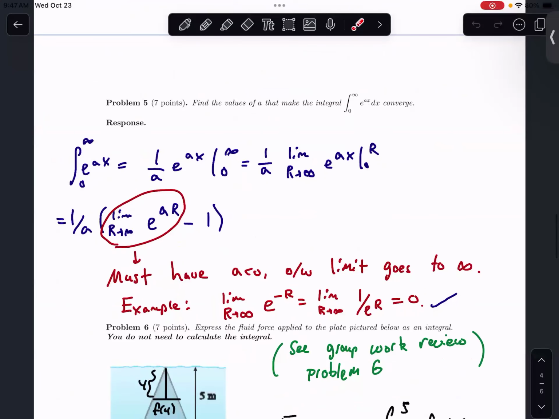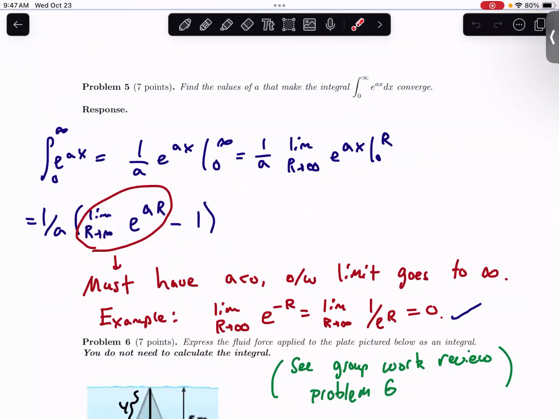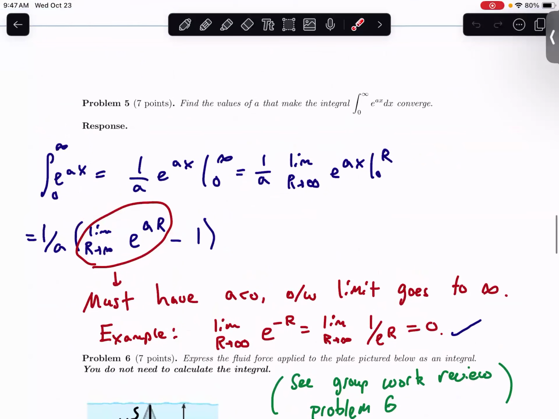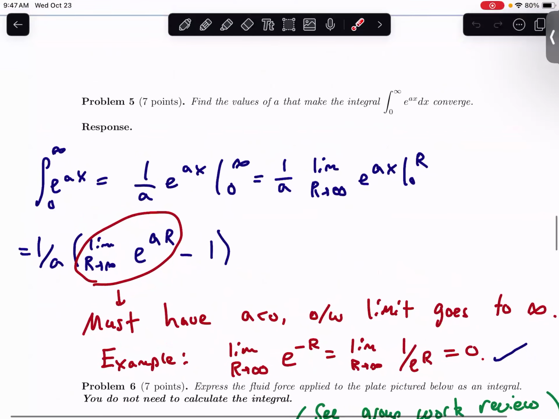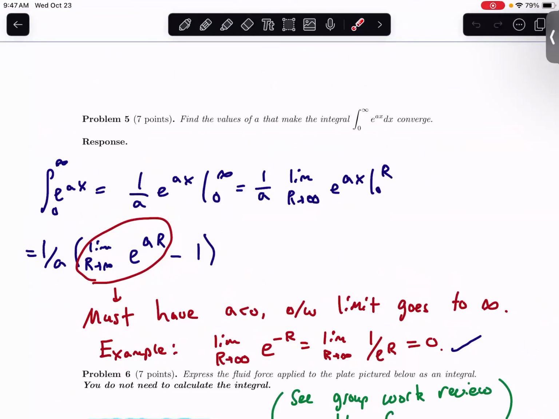Problem 5, I underestimated the difficulty of this problem. It turned out to be a difficult problem for a lot of people. I think it's because it's less computational and more conceptual. Problem 5 wants you to find the values of A to make it so this integral converges.